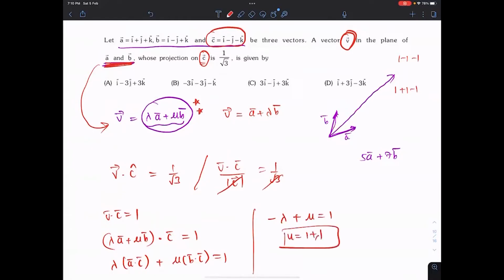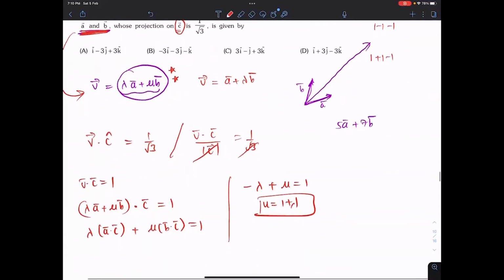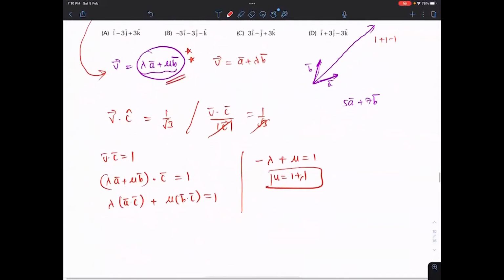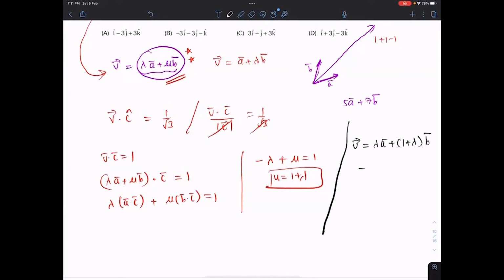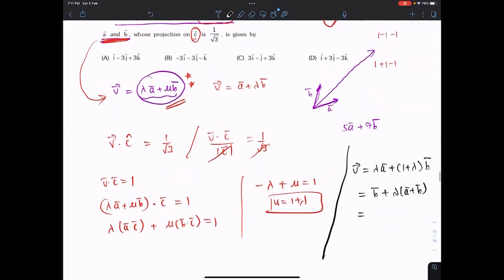Let us substitute that here. I'm telling you, this is a previous JEE question. Na? Everything looks easy. Now you see, finally the answer we have to mark, na? It will become a little complicated. Lambda A bar plus what is mu? 1 plus lambda times B bar. So what do we get? We'll get B bar plus lambda times A bar plus B bar. Now just do, what is A bar plus B bar?